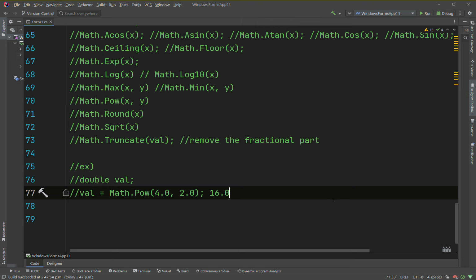So the method takes 2 double arguments. So we'll just go back here. The methods usually take 1 or 2 parameters or more. For example, the Math.pow method raises a number to a power. So we have double val points to Math.pow, which takes parameters 4.0, 2.0. The method takes 2 double arguments. It raises the first argument to the power of the second argument and returns the result as a double, which is stored in val.